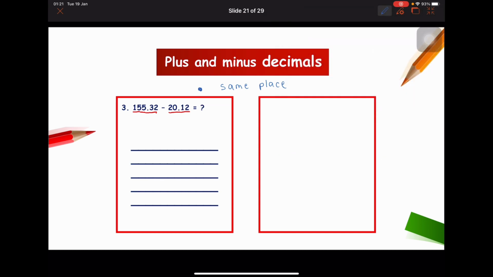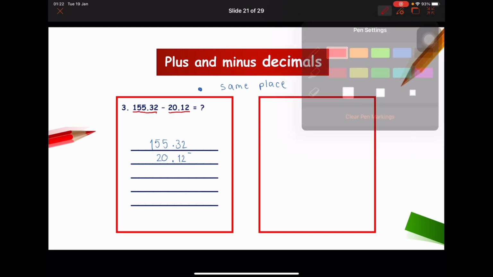The biggest number is 155.32 and minus with, you look, you have to put the same place as the decimal point. And this is number 20 and 1, 2. So 155.32 minus with 20.12. Underline with your red pen.